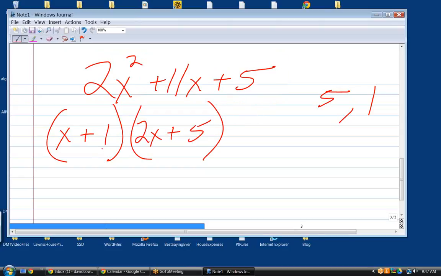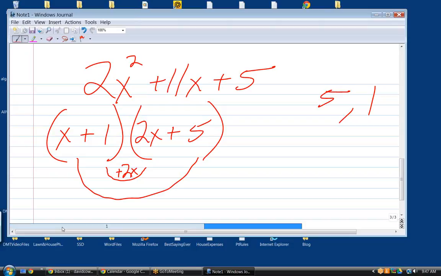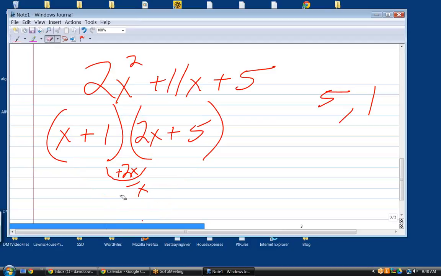What middle term does that produce? Remember, you get the middle term by multiplying the inside and the outside. Multiply the inside, what do you get? 2x. Any number times 1 is that number. So it's plus 2x. And I put the sign on there intentionally. What do you get when you multiply the outside? 5x. Add them together, that's your middle term. Is that the middle term we're looking for? No. Okay, so that's wrong.